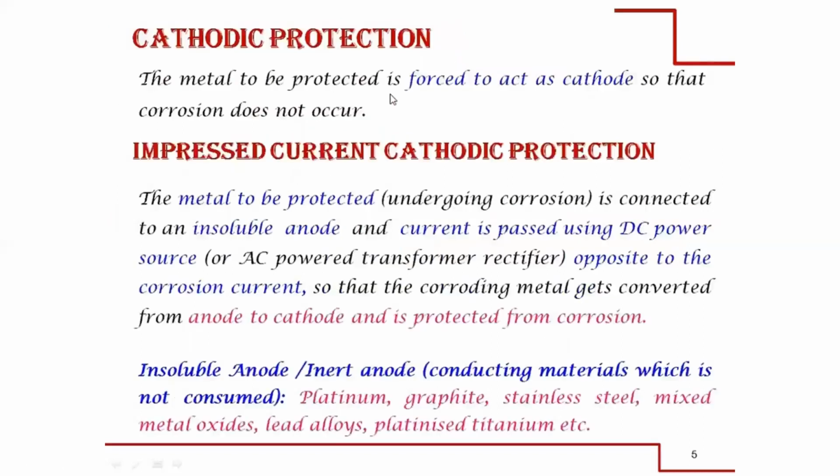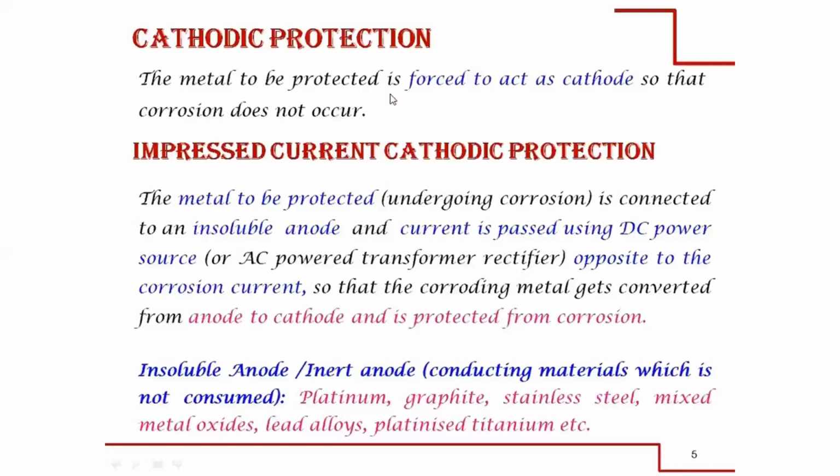Now we are moving to the impressed current method. We will understand what cathodic protection is. The metal to be protected is completely converted into a cathode, or we are forcing it to act as a cathode, so that we can prevent the corrosion of the metal. In the impressed current method, the metal to be protected, which is undergoing corrosion, is connected to an insoluble anode, and current is passed using a DC power source opposite to the corrosion current, so that the corroding metal gets converted from anode to cathode and is protected from corrosion.